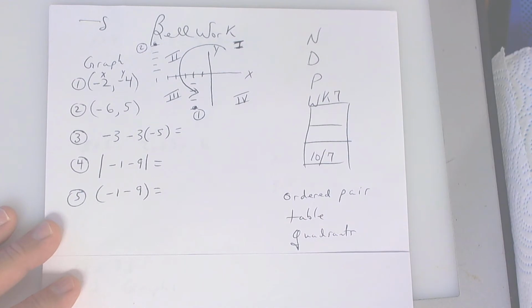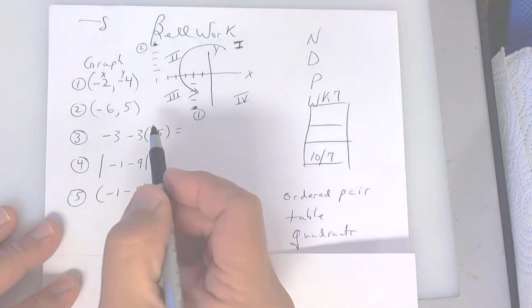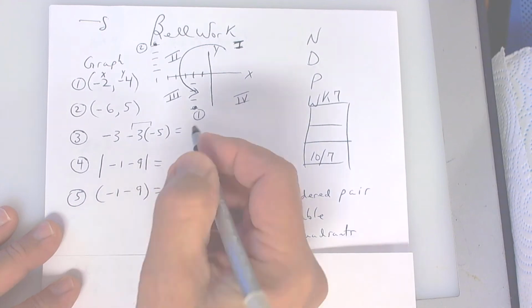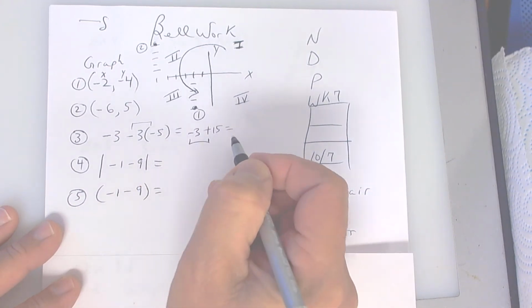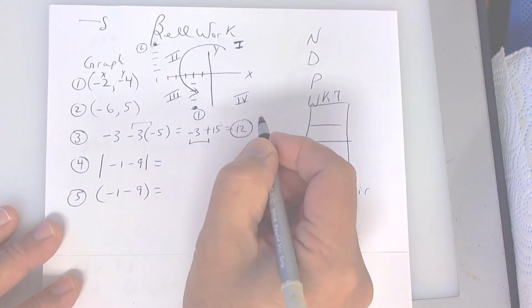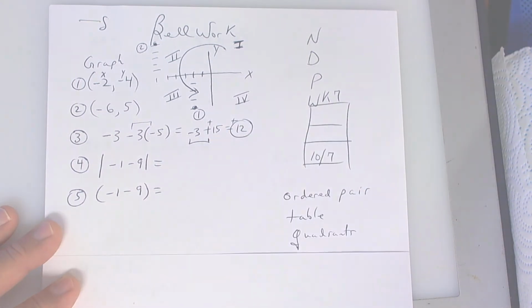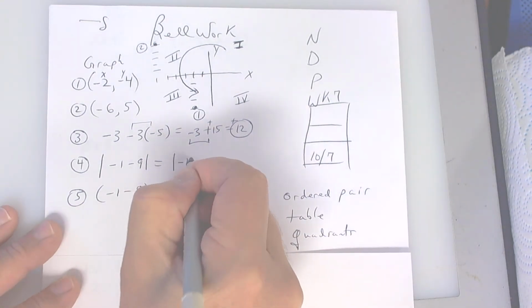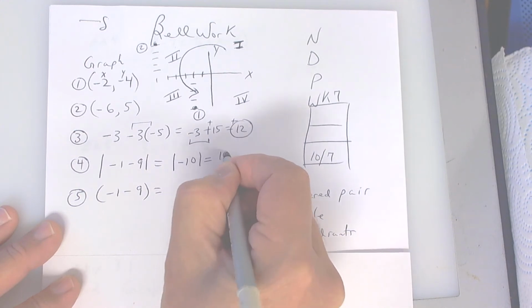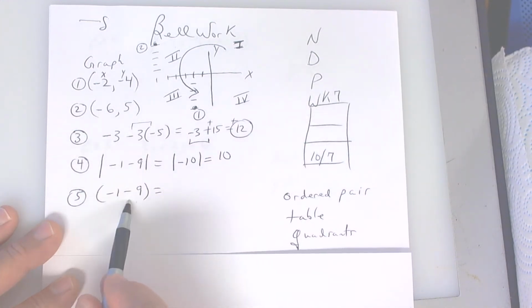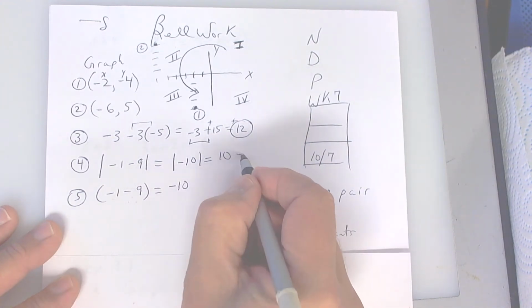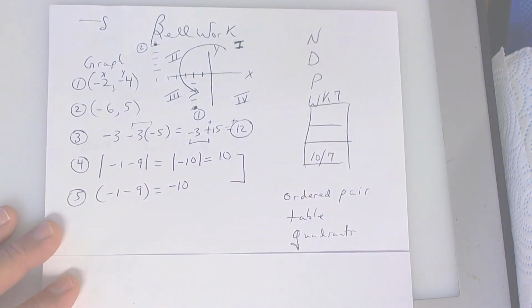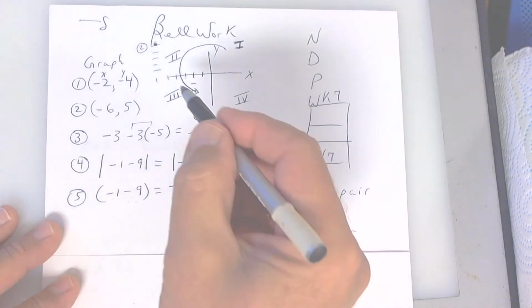Okay. The next one here is you're multiplying a negative times a negative. So it's going to be a negative 3 plus 15. The signs are opposite, so you subtract. You have more positives, so it's going to be 12. This is the absolute value, so that's going to be the absolute value of negative 10, which gives you a positive 10. This one is no absolute values, so you add them up and keep the sign. This one is negative 10. There's a difference between absolute value and not. This is called an ordered pair.